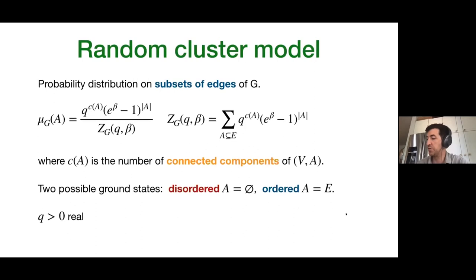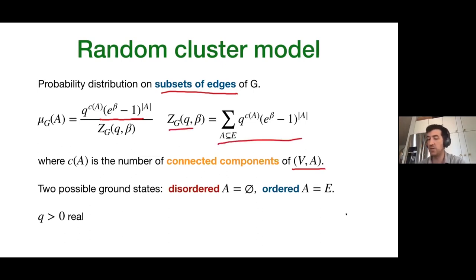It's a probability distribution on edge sets of a graph. So what's the probability you pick a particular edge set? Well, it's (e to the beta minus 1) to the number of edges times Q to the number of connected components of the graph with the vertex set and this edge set. So it's actually some tilted bond percolation. You do edge percolation, but you tilt the measure by this Q to the number of connected components. If Q is 1, then this would just be edge percolation. And of course, you have a partition function again.